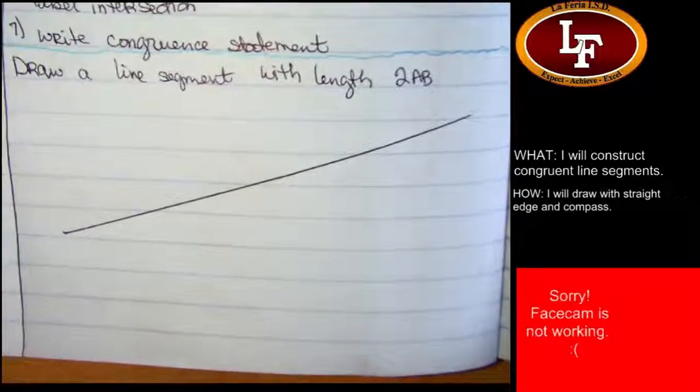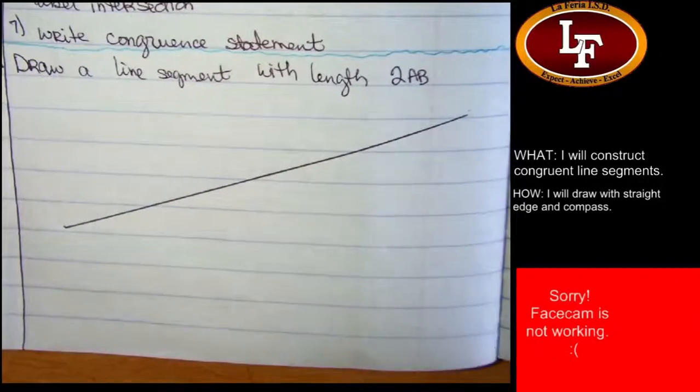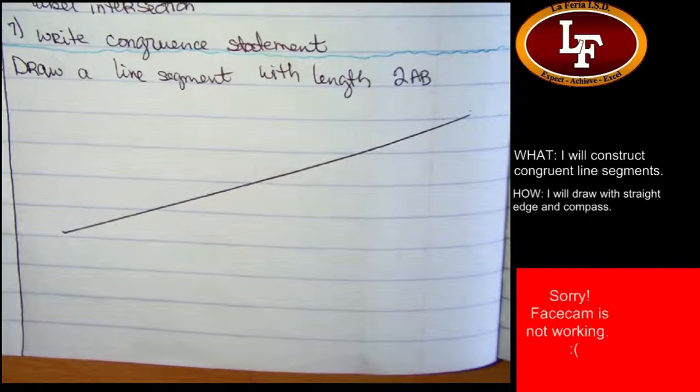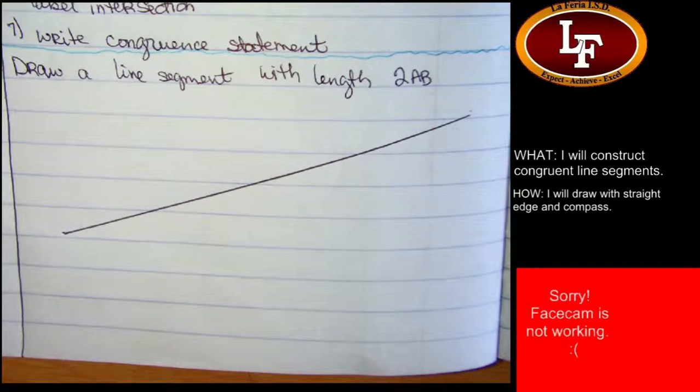Does it need to be straight? Yeah, it needs to be straight. Yeah, you mean like this? Yes, you can totally make it horizontal. As long as it's long enough for 2 of whatever your AB to fit in it, it should be good.